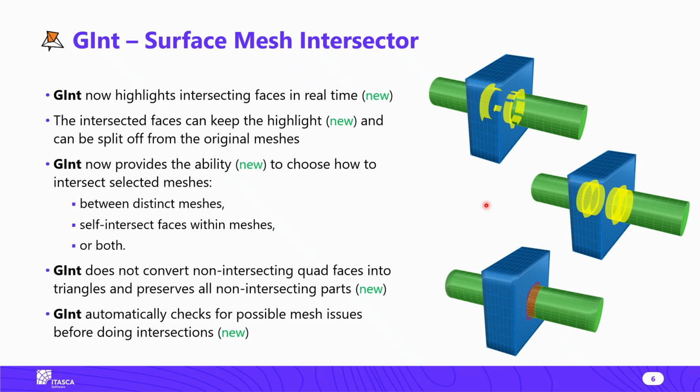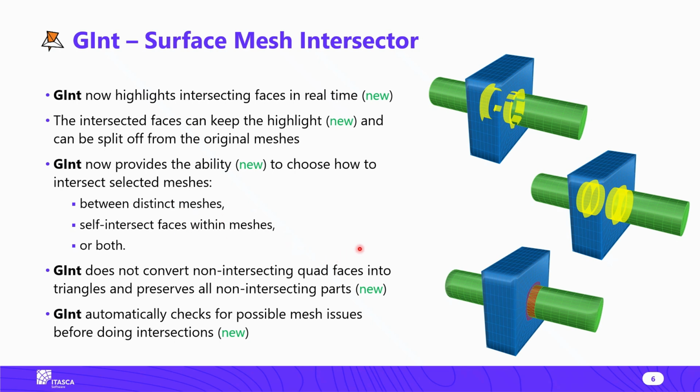the meshes. Intersected faces can keep the highlight after the operations are done, as shown here, and they can also be split from the original meshes to do maybe some specific operations just with intersected faces. GINT also provides the ability to choose how to intersect selected meshes. For example, intersect only distinct meshes, or intersect meshes within themselves, or self-intersect, or do both. By default, it is a full intersection, meaning that both of these options will be accounted.